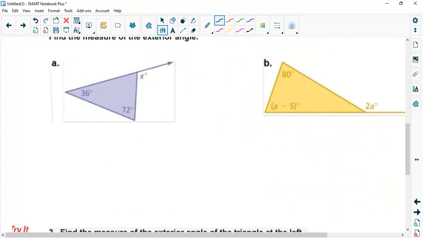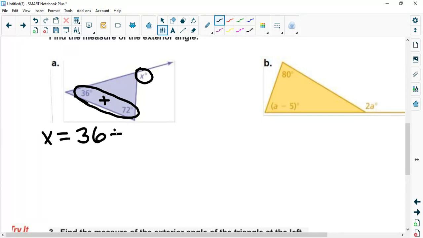Example 2 here, letter A. This angle on the outside is equal to the sum of the two non-adjacent angles. So x is equal to 36 plus 72. 6 plus 2 is 8. 30 and 70 is 100. So 108 degrees is that exterior angle.